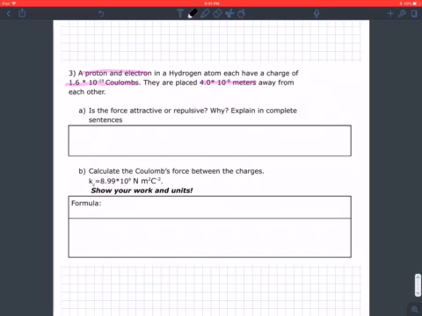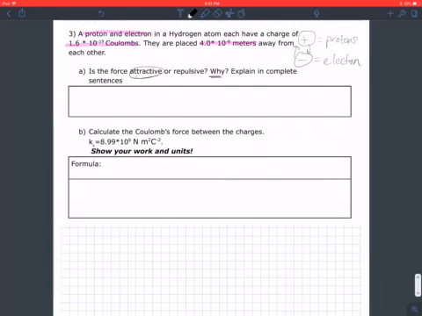Well, for this you have to remember that protons have a positive charge and that electrons have a negative charge. I hope I didn't say that backwards. But as you can see here, I'm drawing it out. Now, since they are opposite charges, they want to attract each other. So, it is an attractive force. And why? Because they have opposite charges. Now you can go ahead and write that in a complete sentence.